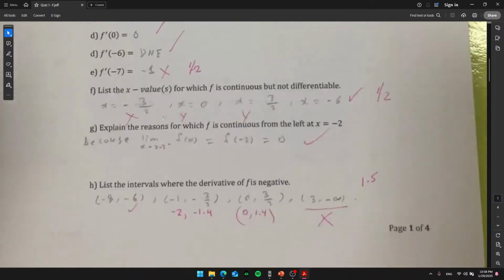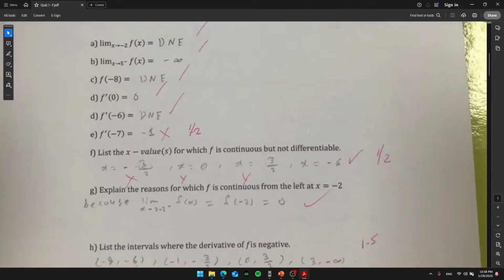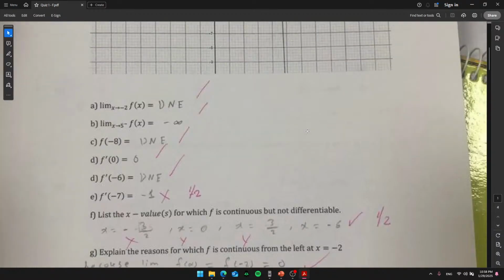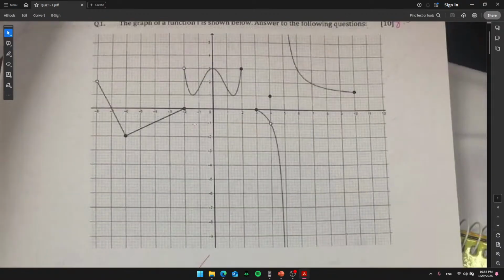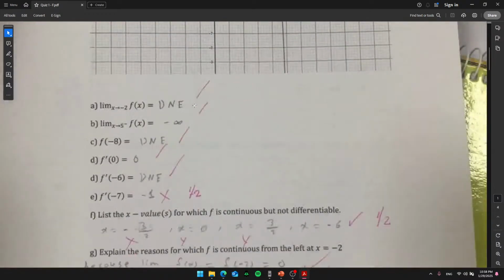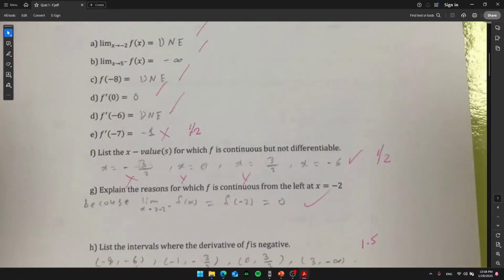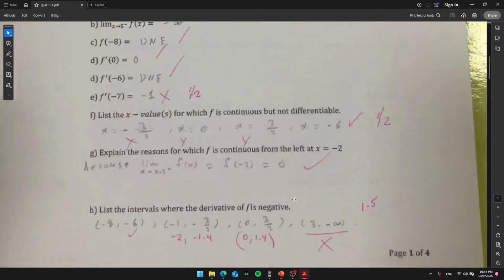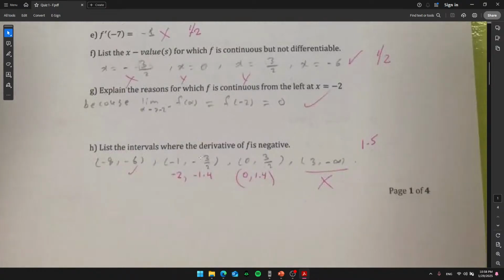This guy's cooked. Explain the reason for which f is continuous from the left at negative 2. Because it's continuous? Explain reasons for which f is continuous from the left. Because limit as x approaches, okay, nice.